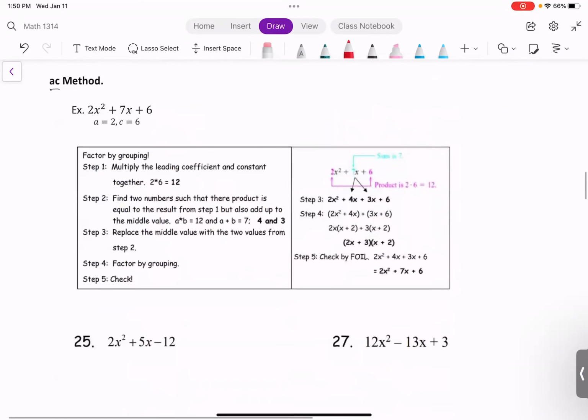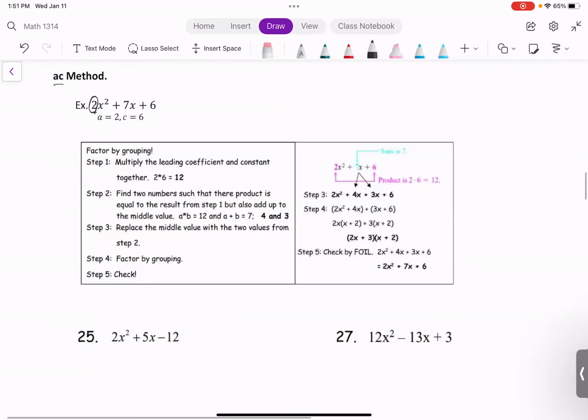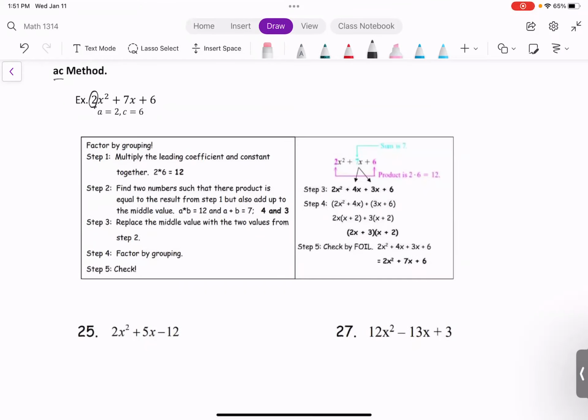So we use the AC method for a polynomial where the leading coefficient is not 1. For example, this one is 2. So A is 2, C is 6. So how to use the AC method? First, multiply the leading coefficient and the constant. That means multiply A and C. A is 2, C is 6. 2 times 6 is 12.